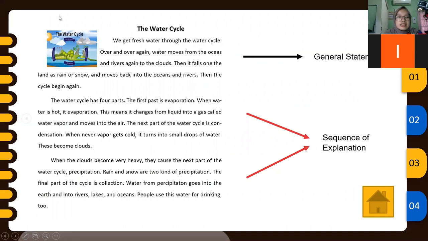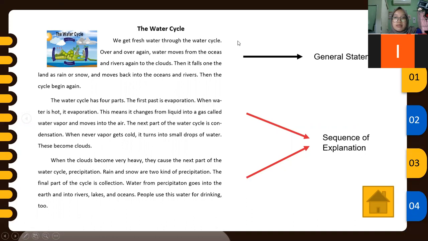Take a look at this text. This is the example of explanation text. The title is the water cycle. From the video that we have watched, this text explains how the water cycle happens.